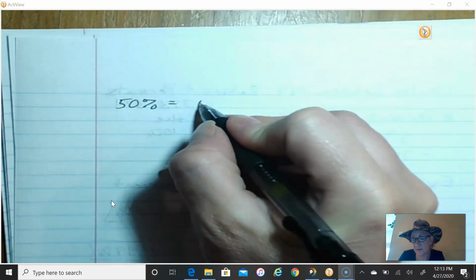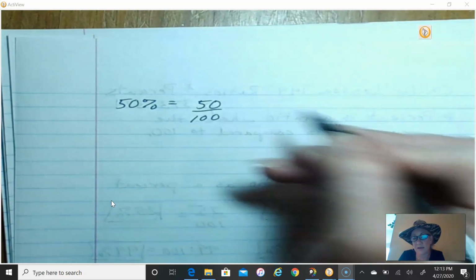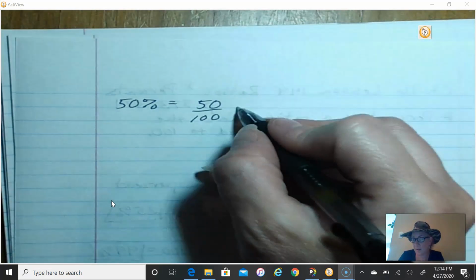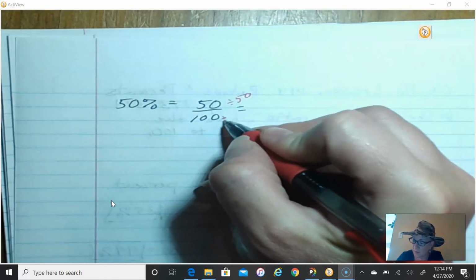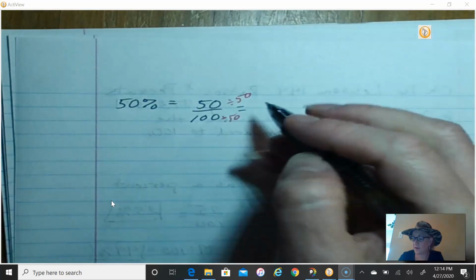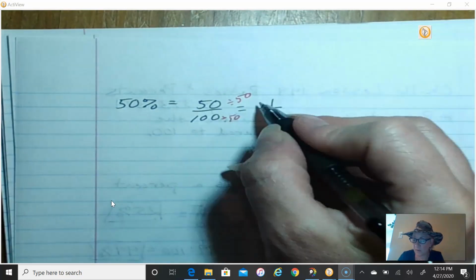50%. Again, write it over 100. Always over 100. Reduce. 50 goes into 50. And you get 1 over 2.